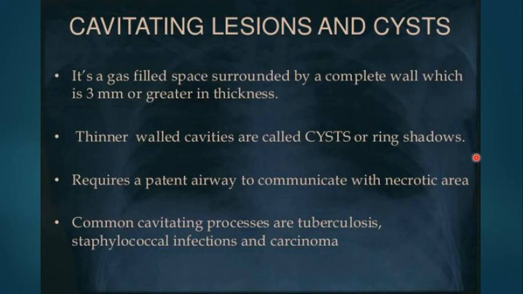Now, let's talk about cavitating lesions and cysts. What do we mean by cavitating lesion and cyst in the lung? It means air cysts. It's a gas-filled space, filled with gas, air, surrounded by a complete wall which is 3 millimeters or greater in thickness. Okay? Cyst filled with air with a complete wall. If the wall is less than 3 millimeters, it's called cyst or ring shadows, while if it is more than 3 millimeters, it's a cavitating lesion. So the wall thickness will determine: if it is more than 3 millimeters, it is a cavitating lesion. If it is less than 3 millimeters, they are cysts or ring shadows.